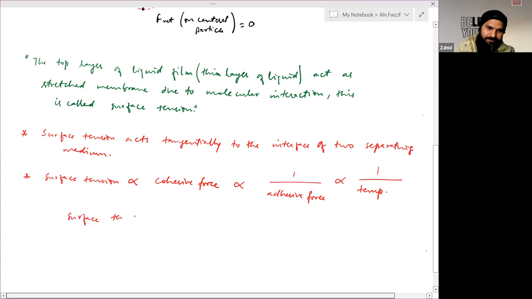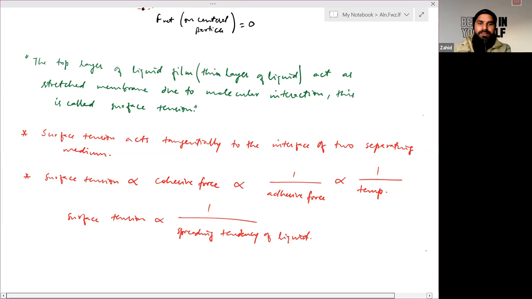Surface tension also defines the spreading tendency of a particular liquid over a surface. So the smaller the value of surface tension, the more surface area it can spread over. If surface tension is large, it can't spread over that particular surface. Is it clear? Yes, sir.